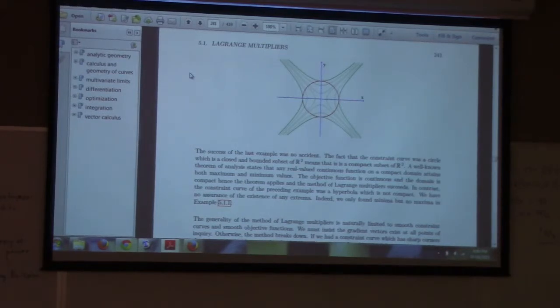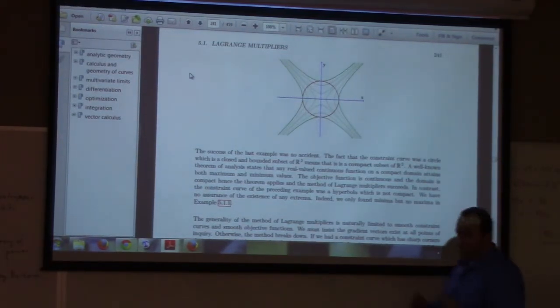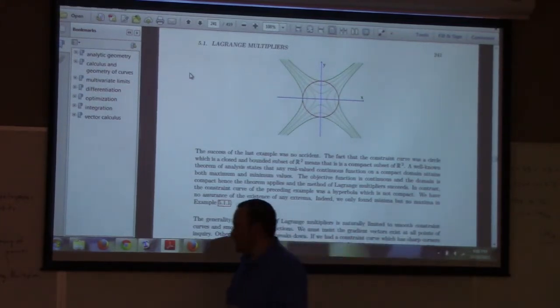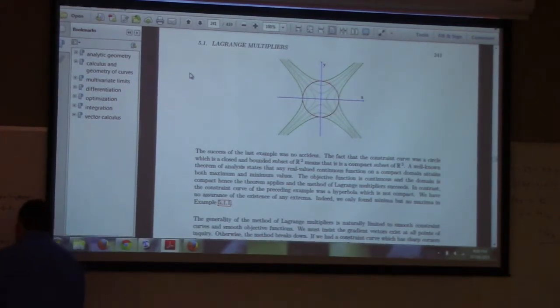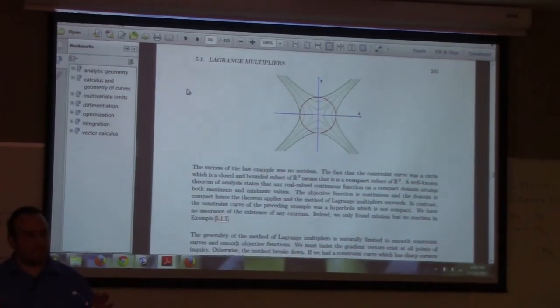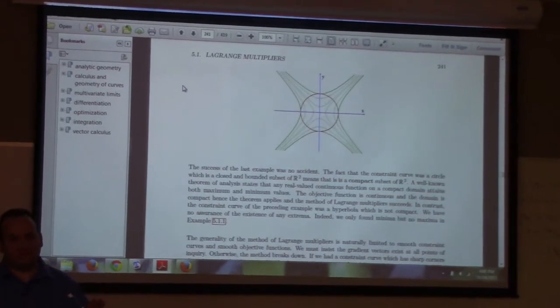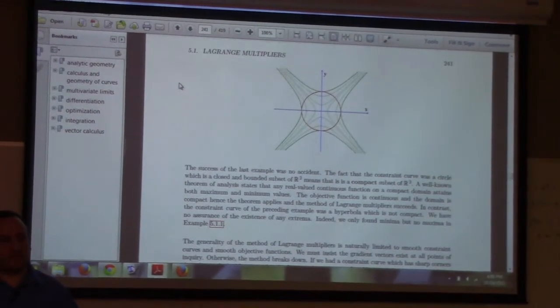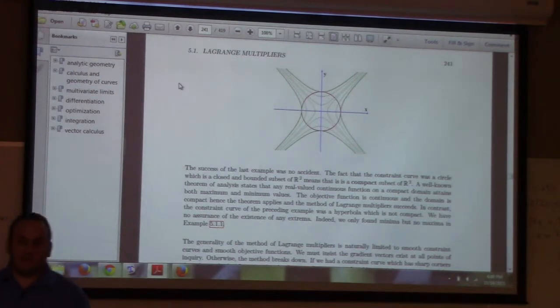Here's a picture of what just happened. The red circle is our constraint curve. The green are the level curves of x squared minus y squared. X squared minus y squared equals a constant gives you hyperbolas which open up or down or left or right, depending on whether the constant is positive or negative.